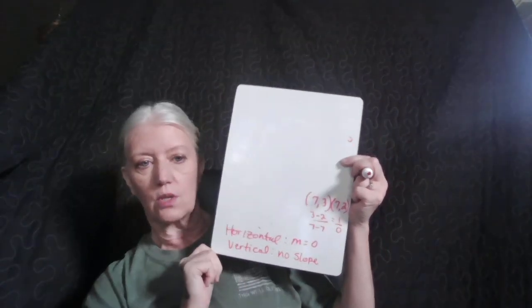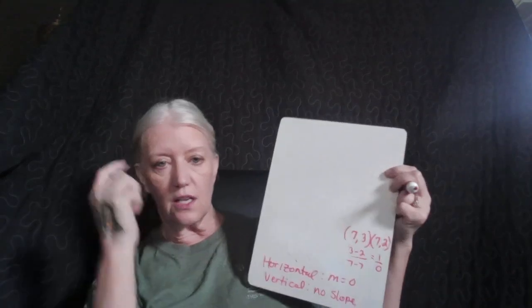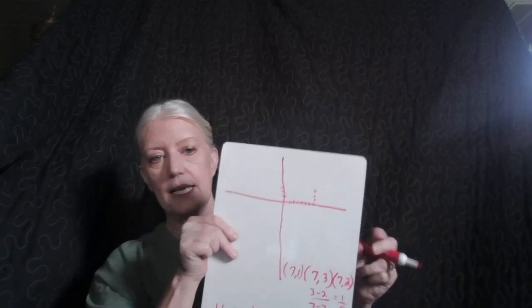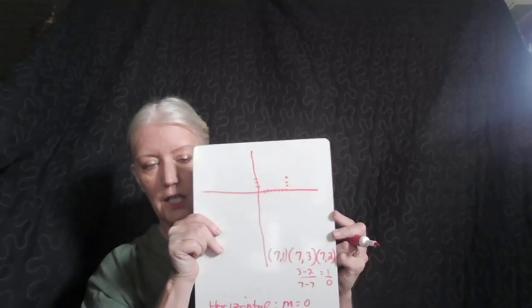7, 3, 7, 2. Just while I draw it, just think in your head about, use what you already know. When the y values were the same, the equation was y equals that value. Now my x values are the same. Okay, let's see what happens. I go 7, 3: over 7, up 3; over 7, up 2. I need a third point, so I'll go over 7, up 1. Jeepers, surprise, surprise, it's forming a vertical line.